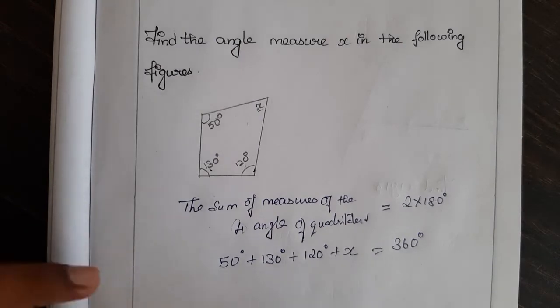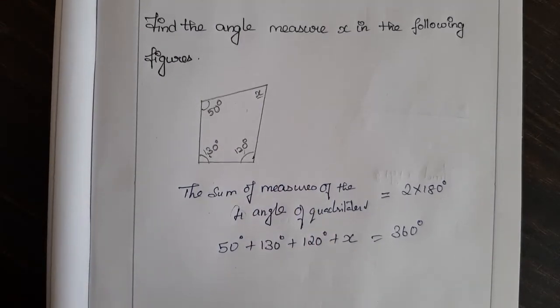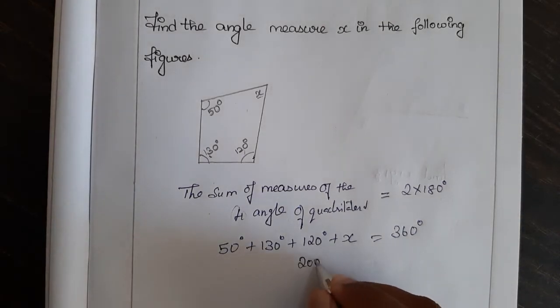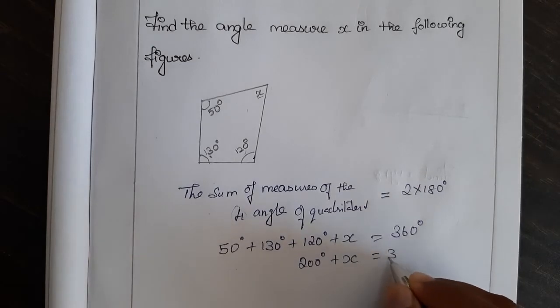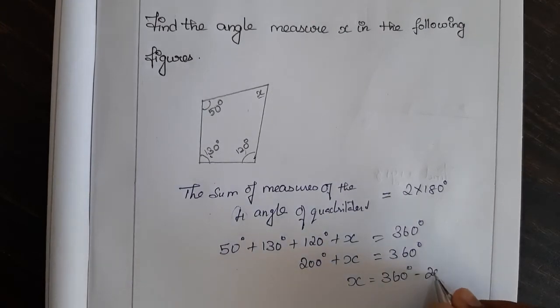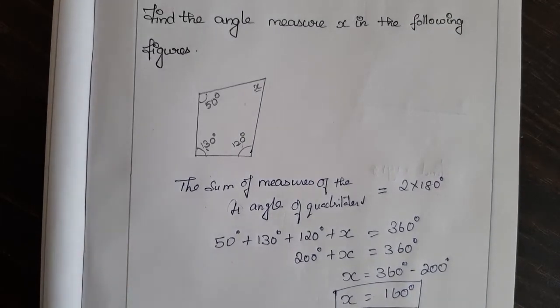You can even remember directly that the sum of the angle measures in a quadrilateral is 360. So if we add 50 plus 130 plus 120, it is 200, right? 200 degrees plus x is equal to 360. If we bring 200 to this side, it will become a subtraction. So x is equal to 360 degrees minus 200 degrees, and so x will be 160 degrees, right? So the value of x is 160 degrees.